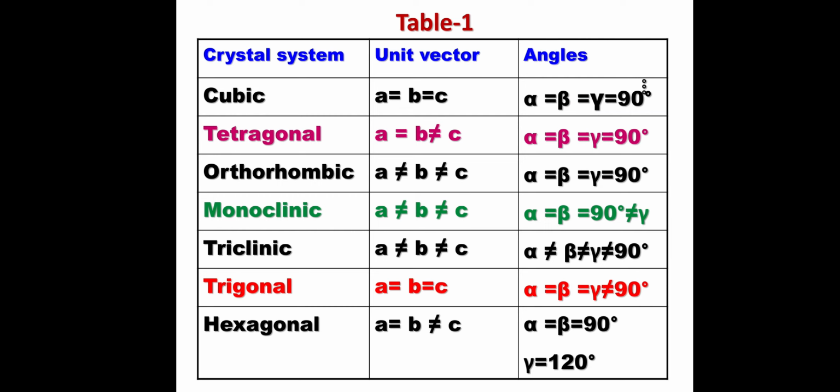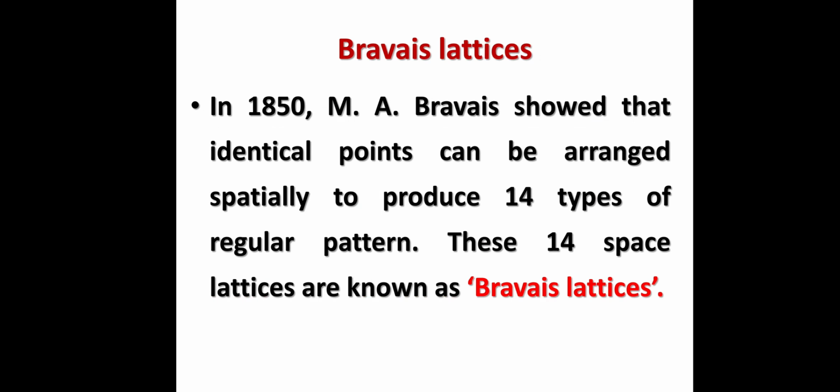Okay, these are the very popular seven crystal systems, and these seven crystal systems are further derived into 14 Bravais lattices. But what is a Bravais lattice? So in 1850, M.A. Bravais showed that identical points can be arranged spatially to produce 14 types of regular pattern, and these 14 space lattices are known as Bravais lattices.